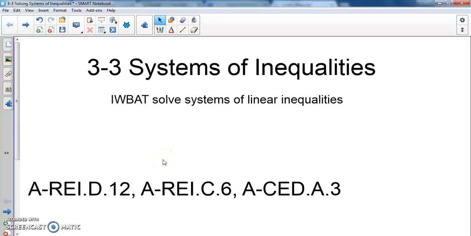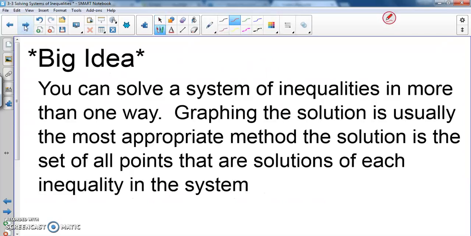Guys, today we are going to do section 3-3, Systems of Inequalities. So you will be able to solve a system of linear inequalities. Our big idea: you can solve a system of inequalities in more than one way. Graphing the solution is usually the most appropriate method. The solution is the set of all points that are solutions of each inequality in the system.